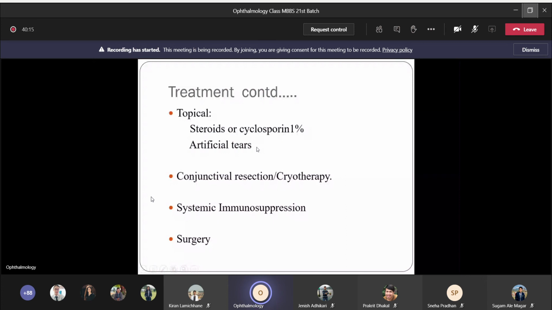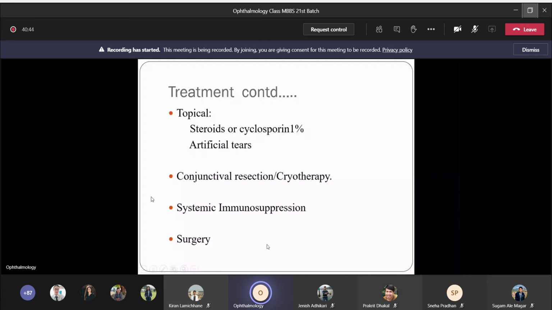And sometimes conjunctival resection, where you cut the conjunctiva in the periphery, or cryotherapy also helps to relieve the symptoms. Another option is systemic immunosuppressive agents like cyclosporin, and surgery is the last option. If it's not healing, then you have to go for keratoplasty.